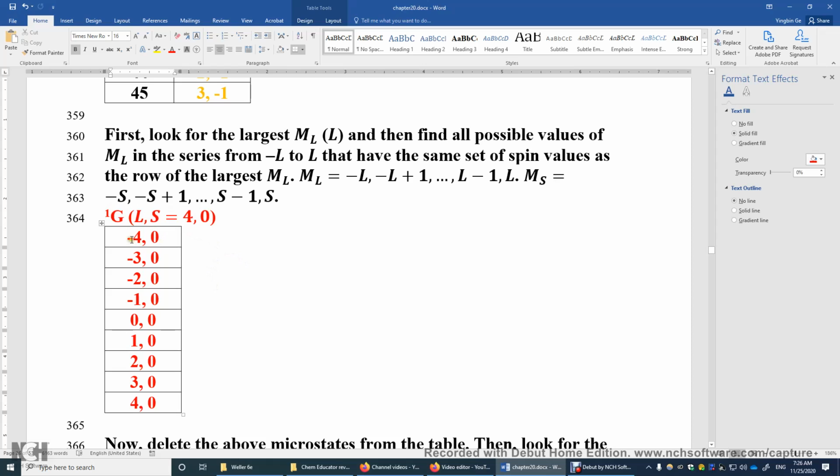It's 1G. Why 1G? So remember, when L is 0, 1, 2, 3, 4, the symbol is S, P, D, F, G in general chemistry. In here, we use the same convention. When L is 0, 1, 2, 3, 4, we have the symbol S, P, D, F, G. So in this case, L is 4, the symbol is G. However, for a group of electrons in an atom, we use uppercase S, P, D, F, G. For a single electron, we use lowercase s, p, d, f, g. So that's why you see this uppercase G here.